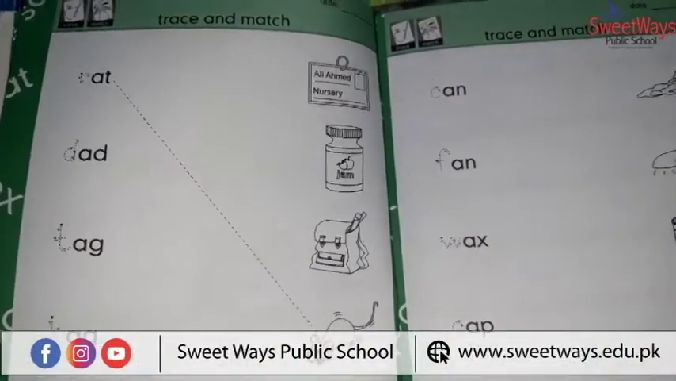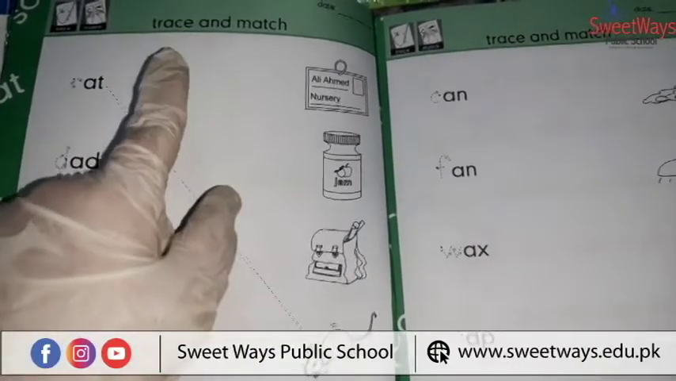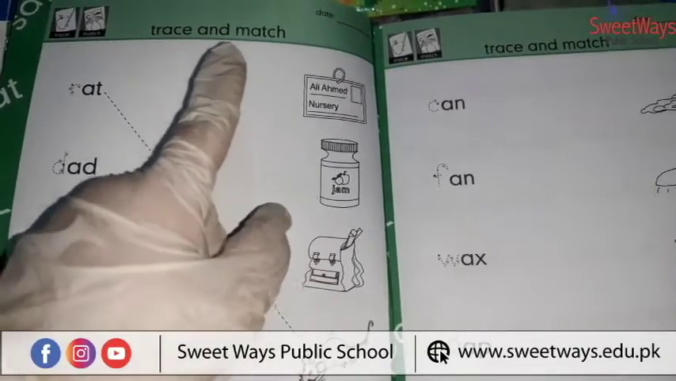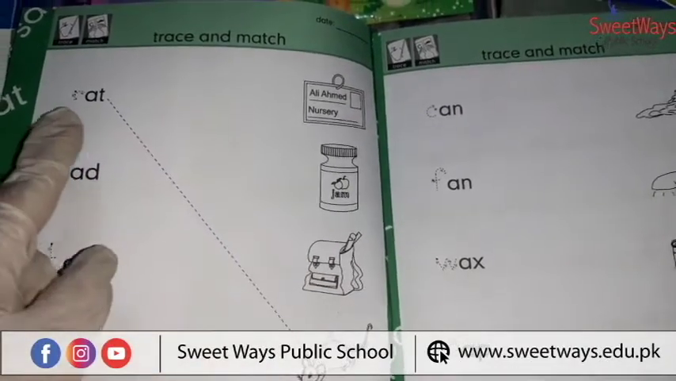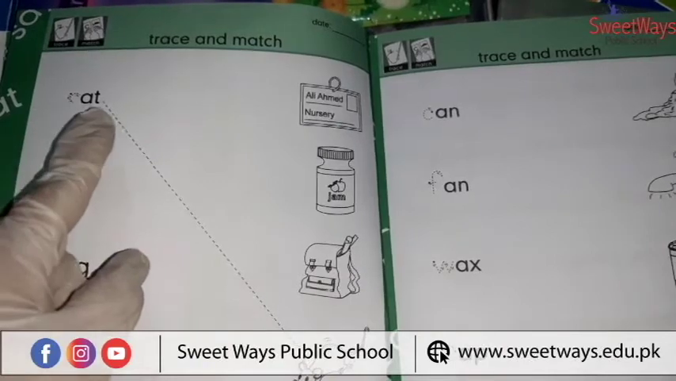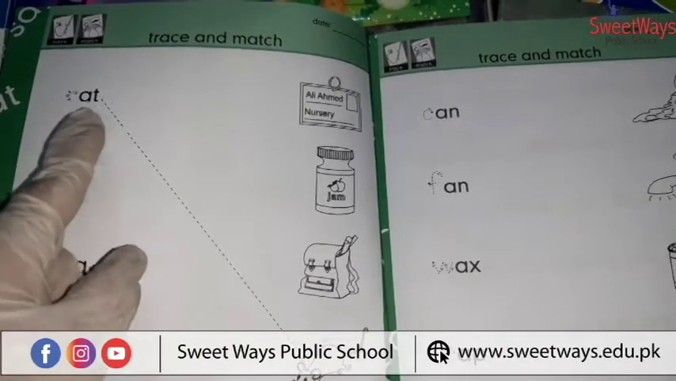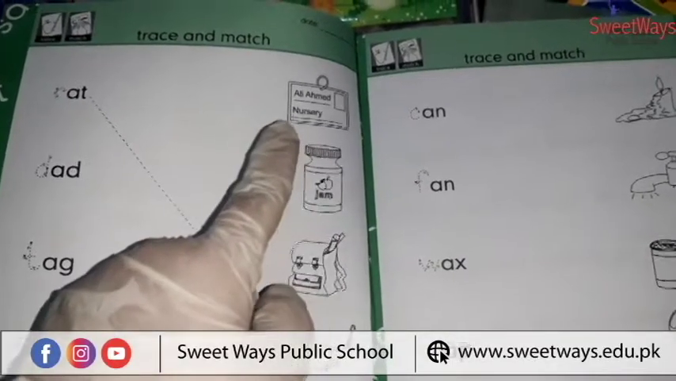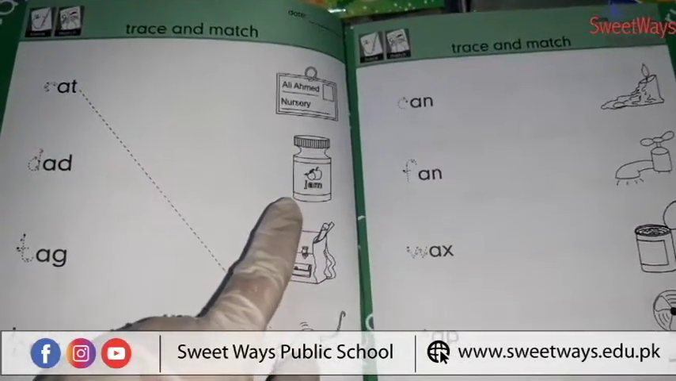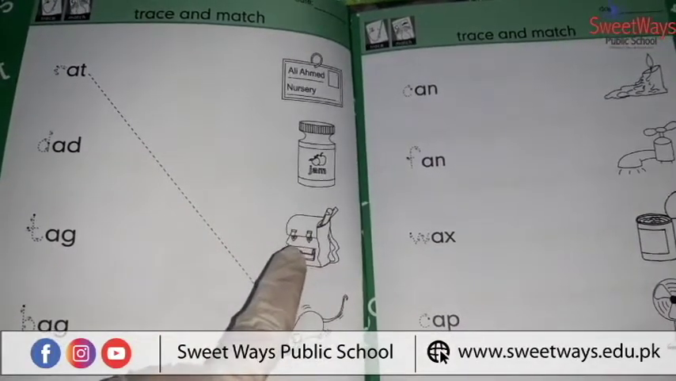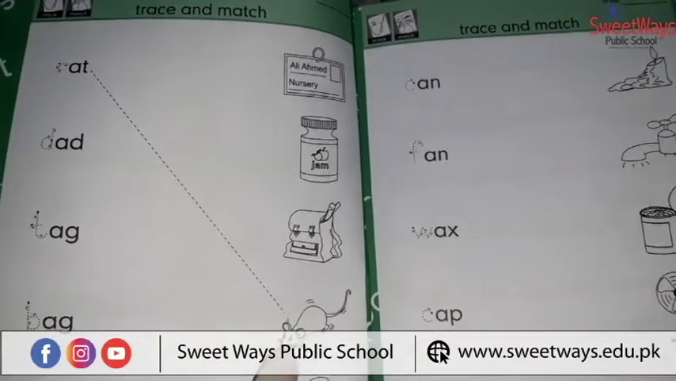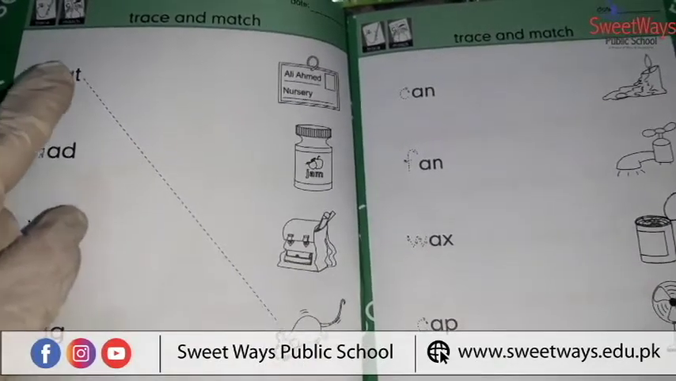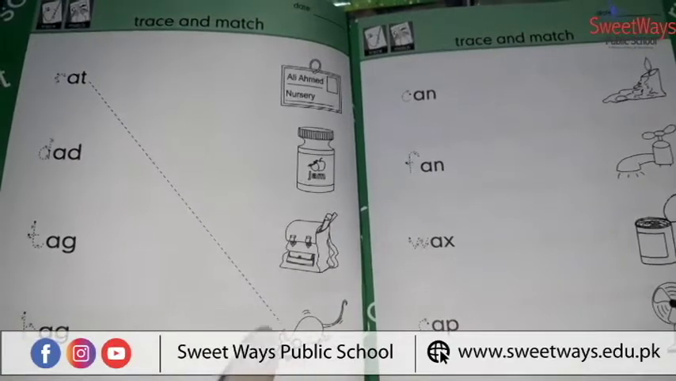Video lecture number 9. Trace and match. This is the name of rat. Rat. Now find out the picture of rat. Is it rat? No. Is it rat? No. Is it rat? No. Is it rat? Yes. This is rat. Now match the name of rat with its picture.